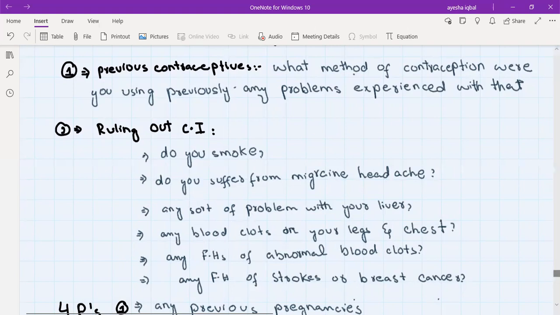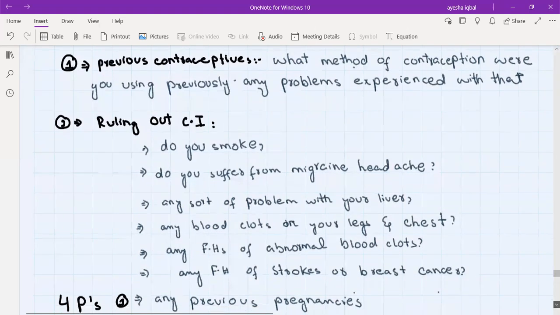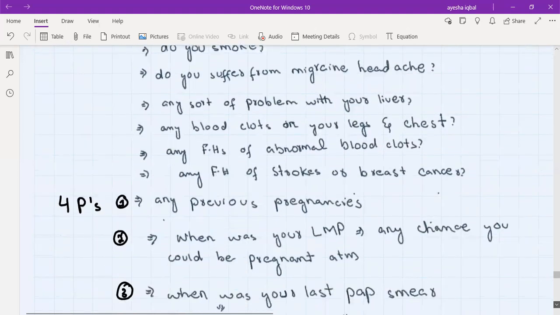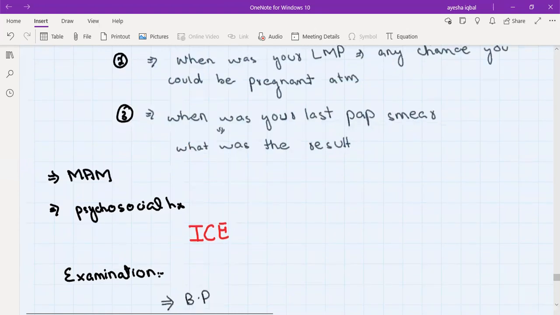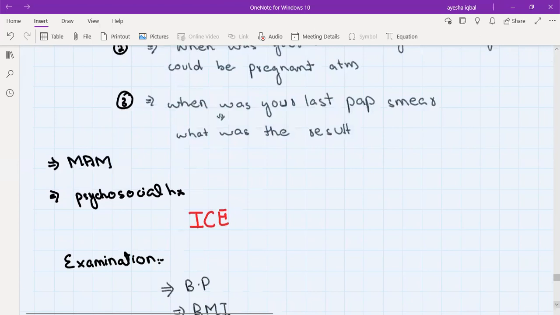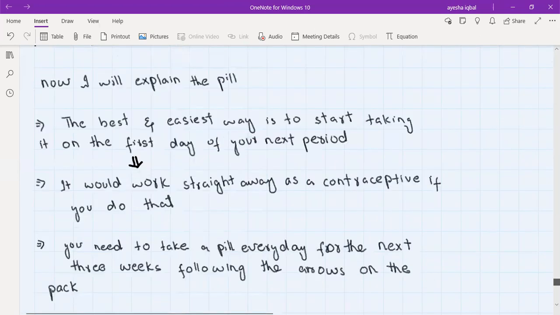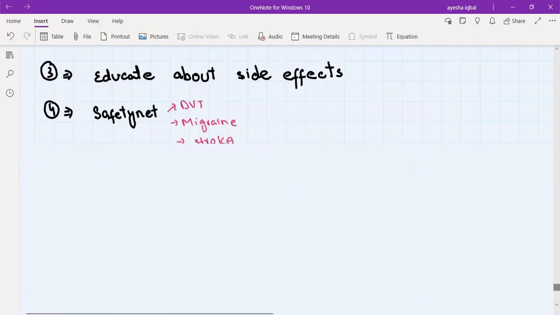Now, let me show you the list of absolute contraindications. There are a lot of contraindications for CCP, some of them relative, some absolute. I want you to remember the absolute contraindications because you cannot miss them in the exam. If you miss asking about an absolute contraindication, this will be a blunder on your part, and you are definitely going to lose marks for that.